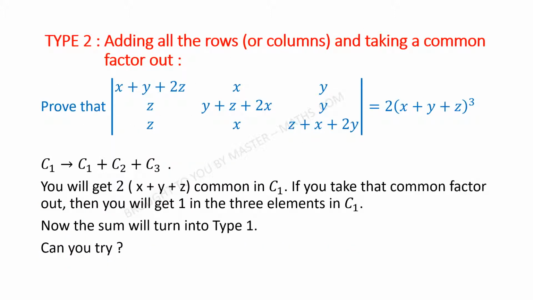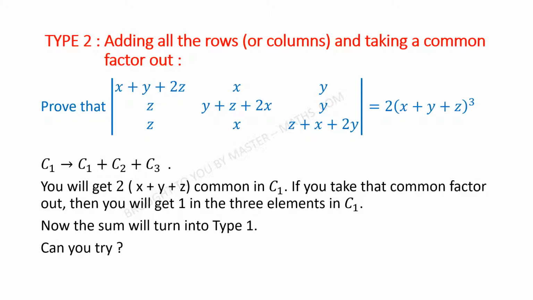Let me read out the next sum. Prove that the determinant x plus y plus 2z, x, y; z, y plus z plus 2x, y; z, x, z plus x plus 2y is equal to 2 into x plus y plus z the whole cube.